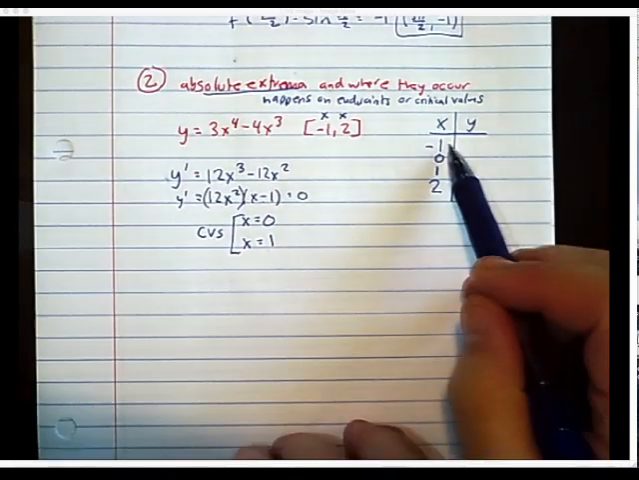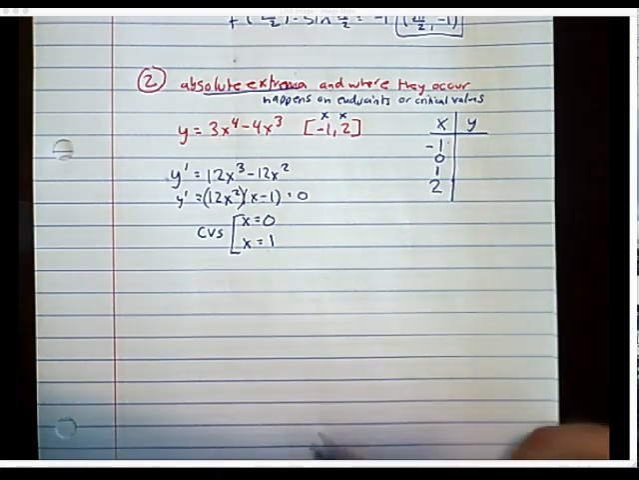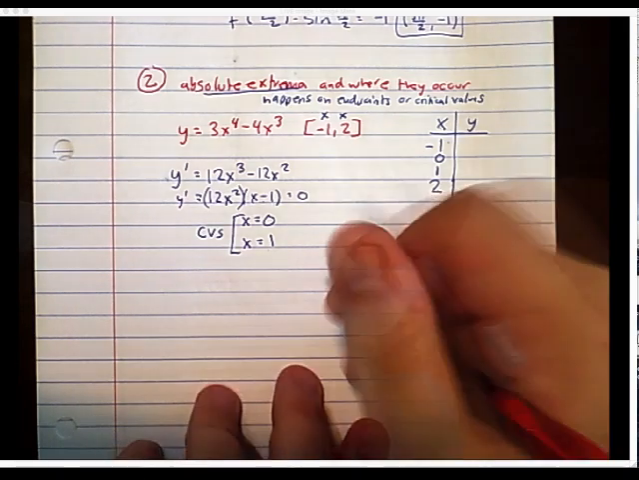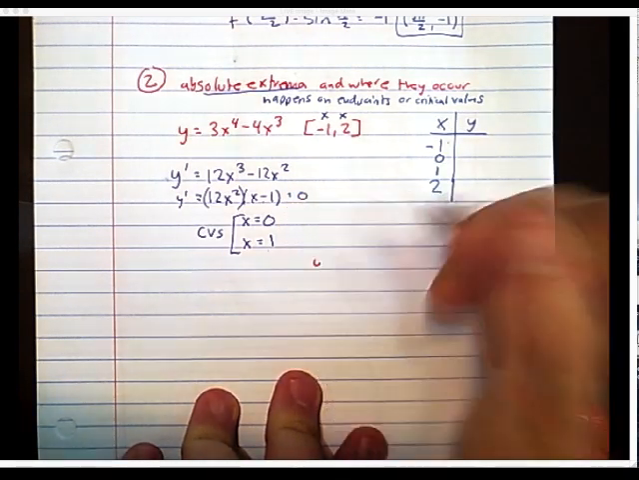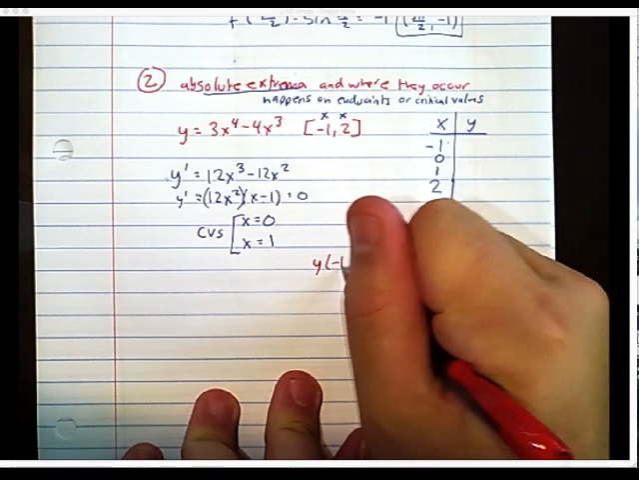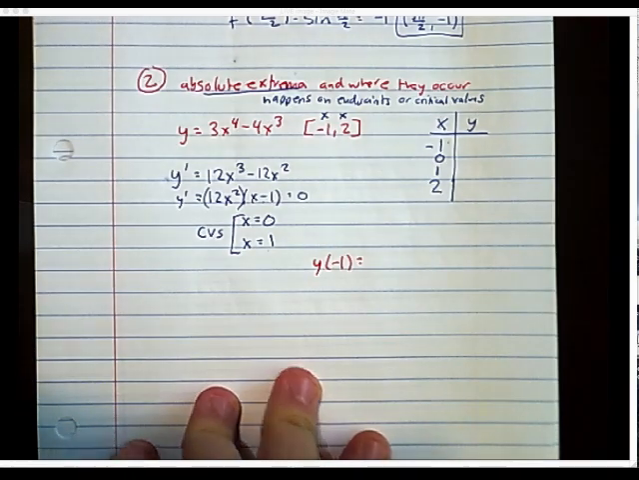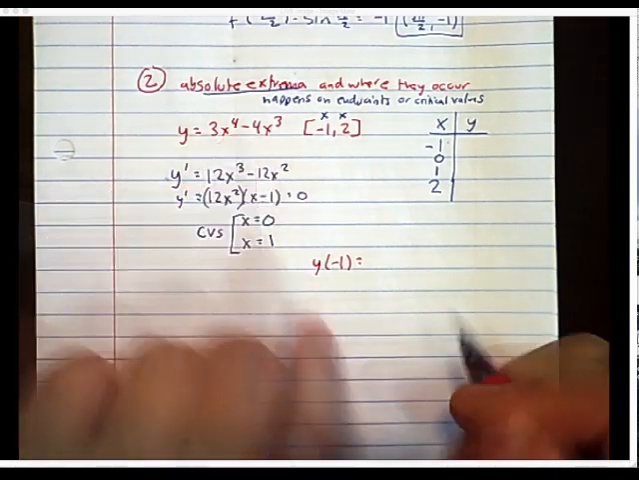So here's all the possible locations for the high point and low point, the absolute highest or absolute lowest point in the graph. So now we have to find the y values with these. So let's figure out what y of negative 1 is. Plug negative 1 in everywhere you see an x.